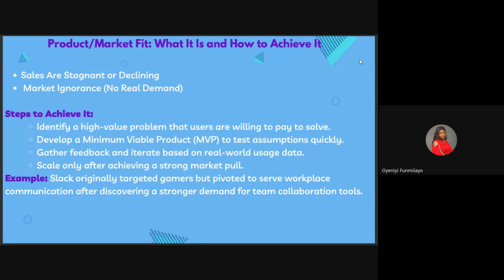Then, develop a minimum viable product to test assumptions quickly. Don't stay building features for months and not give your users the chance to test it, to know if it's something they even want in the first place. It's not even about building itself. Just the fact that an idea comes to your head, just ask a group of users, is this something you will like? Is this something you want to see on our product?